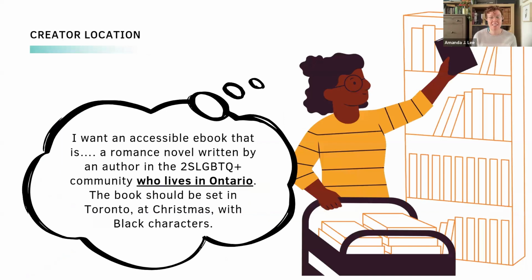Do you remember our librarian? They wanted an accessible ebook that is a romance novel written by an author in the 2S LGBTQ plus community who lives in Ontario. Now, this is going to be powered using the same location data you are already using to power those Canadian flags in other BiblioShare products. You just need to make sure that the information is in your digital products, your ebooks and your audiobooks, not just your print. So some publishers will add it to their print and then not copy it over. Make sure it's copied over so that our librarian can find your author.